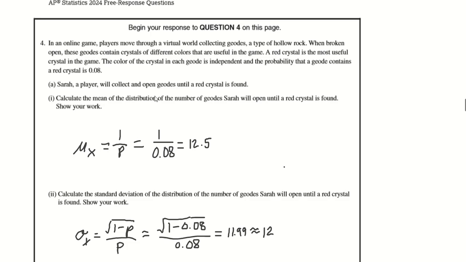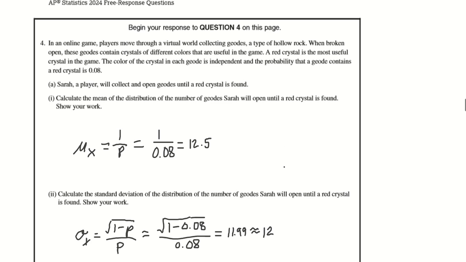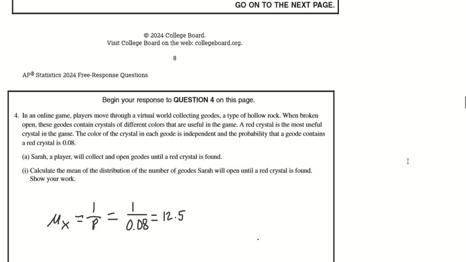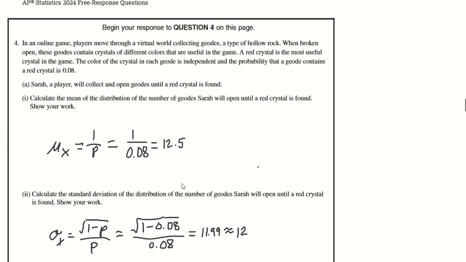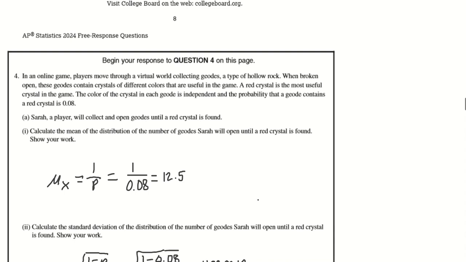All right, moving on to FRQ question number 4. For part A, the first part, we need to calculate the mean of the distribution of the number of geodes opened until a red crystal is found. So here we're just using the formula on the formula sheet. And remember, we're dealing with a geometric distribution here.